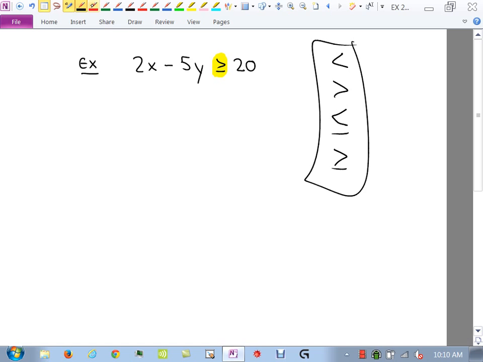The first step is turn it into an equation. I'm going to turn it into an equation. So let's do that. 2x minus 5y equals 20.